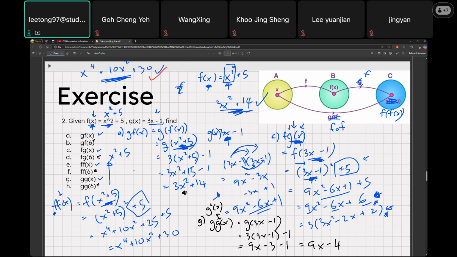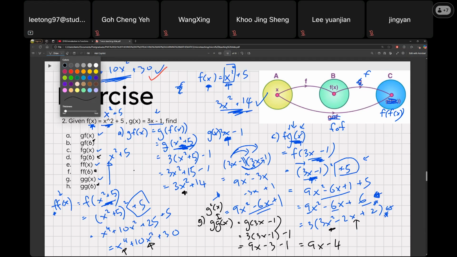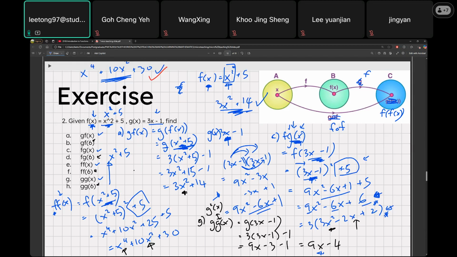Where's my f(g(x))? This. Here. Okay, here. And you substitute the 6 into here. So question B, the answer will be from here: 6 power of 2, which is 36.